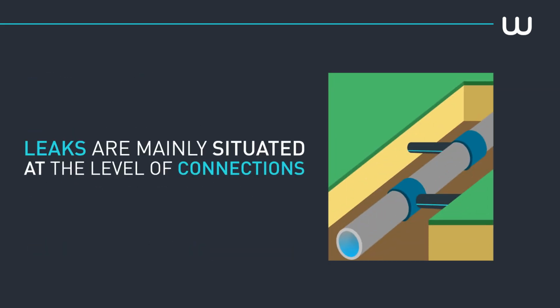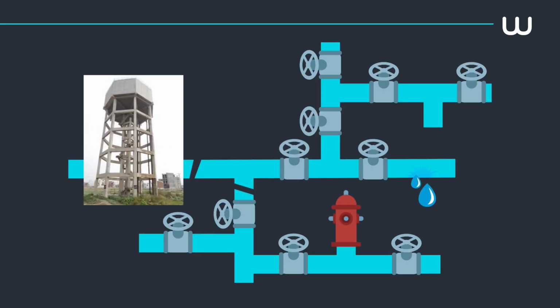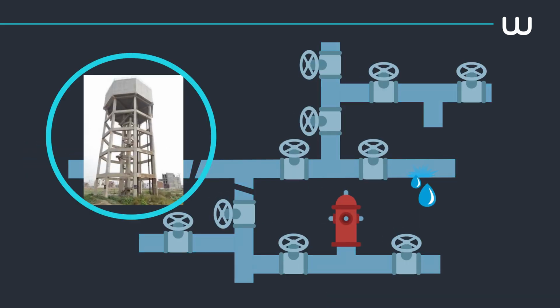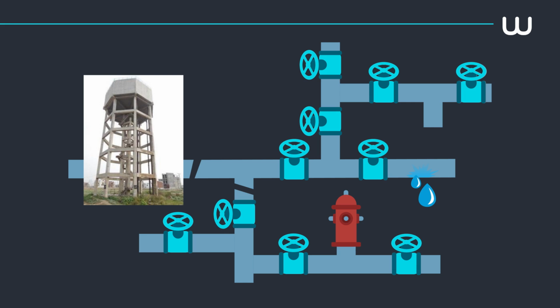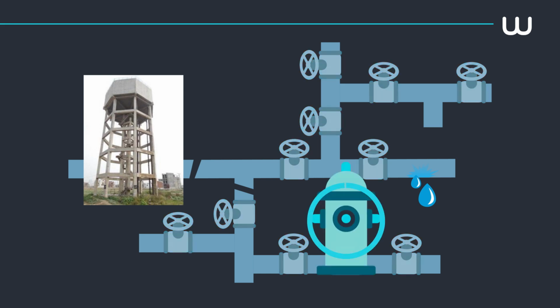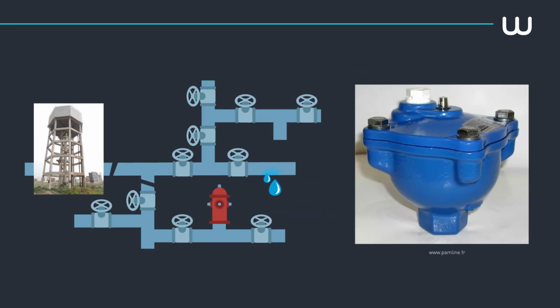Leaks are mainly situated at the level of connections, but they can also be found at the level of pipelines, water tanks. If filling continues once the tank is full, the water passes into the overflow and is lost in nature. Drainage valves create a water loss if they're left open. Network accessories such as fire hydrants or suction cups.